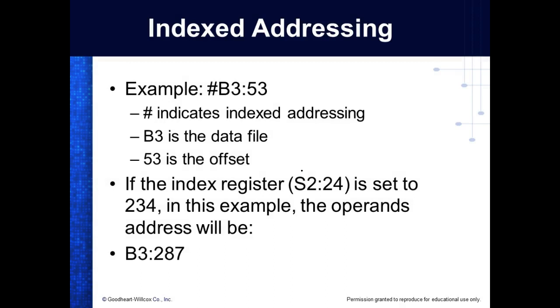Example, B3:53 indicates indexed addressing. B3 is the data file, 53 is the offset. So what do we have to know? If the index register is set to 234, in this example, the operand's address will be B3 what? 287. Y'all understand? Yes or no? So I take this guy here, add it to the offset, and that gives me the actual operand within the data file that I specified.